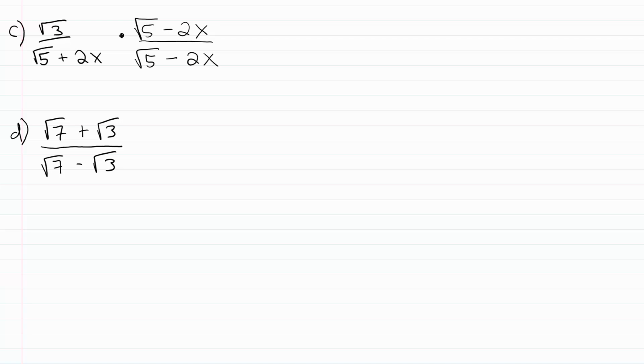And now what this is going to do for us is it's going to set up in the denominator a difference of two squares product, right? In other words, we can get the answer by just multiplying the first terms together. Square root of 5 times the square root of 5, as we saw before, will just give you 5. And then you can multiply the second terms together, and that'll give you minus 4x squared. Now, for the numerator, it'll end up being the square root of 3 times the square root of 5 minus 2x.